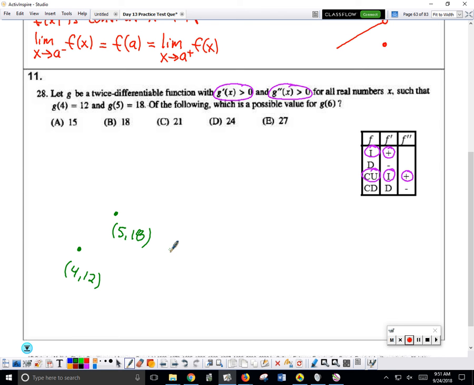That doesn't look like a function that's increasing or concave up. Need me to talk about that again? If at 6 the y-coordinate is 18, that would not be an increasing function, so I don't want that. Need me to repeat that one? 21, let's see, that would be an increasing function, but it would not be concave up.